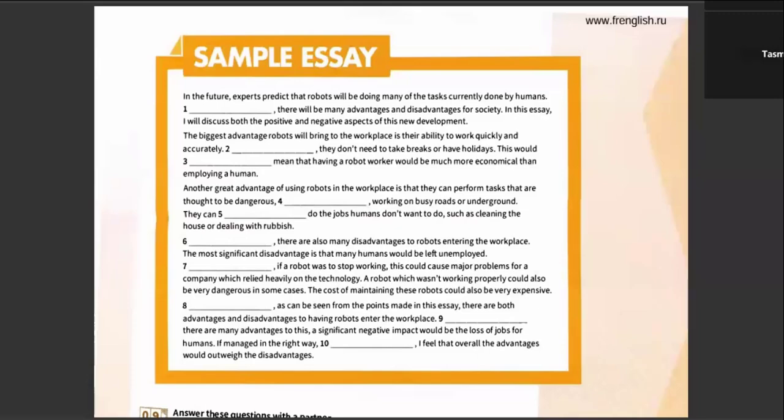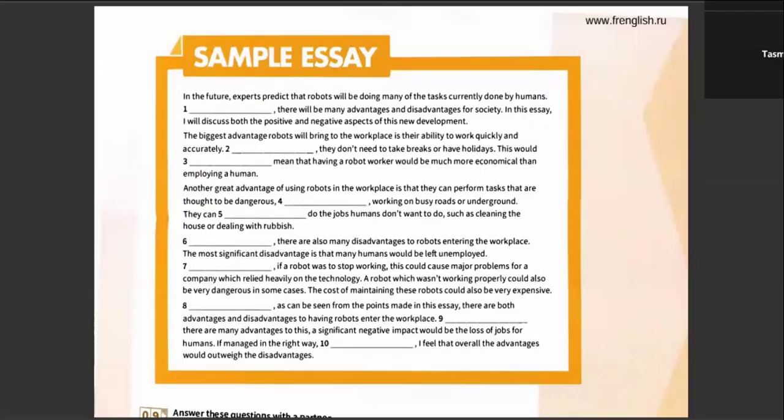In contrast, there are also many disadvantages to robots entering the workplace. The most significant disadvantage is that many humans would be left unemployed. Furthermore, if a robot was to stop working, this could cause major problems for a company which relied heavily on the technology. A robot which wasn't working properly could also be very dangerous in some cases. The cost of maintaining these robots could also be very expensive.